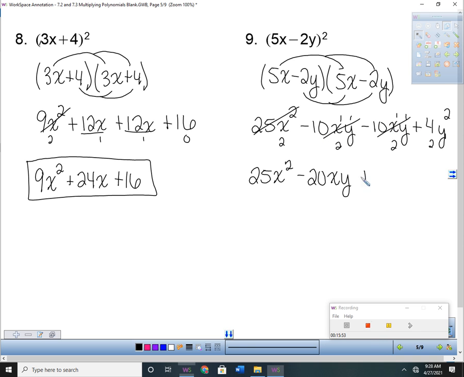Now I'll do the y. So 4y squared. Just keep them in alphabetical order. So if you have just an x, that goes first. If you have a mixture, that goes second. And anything with a y goes last, as long as they are the same degree.